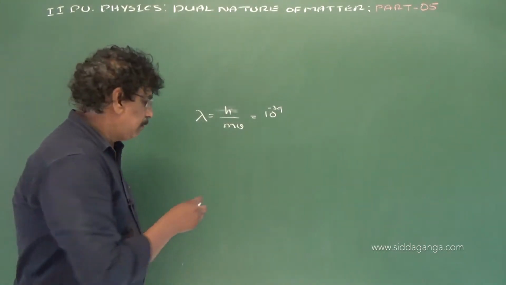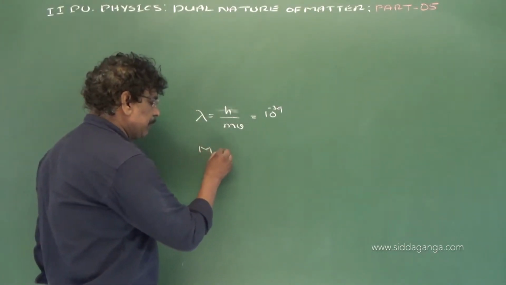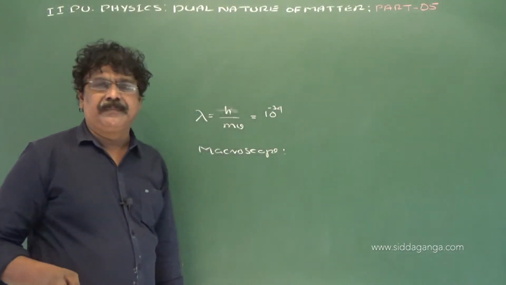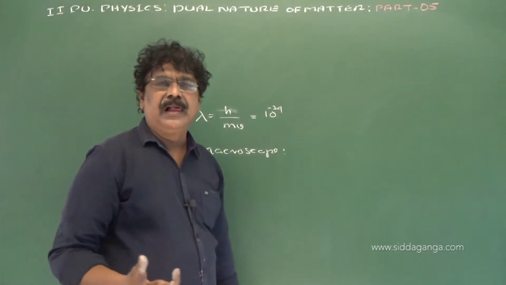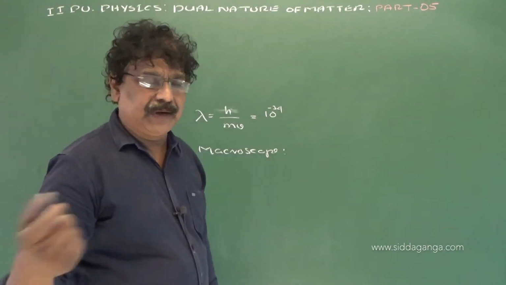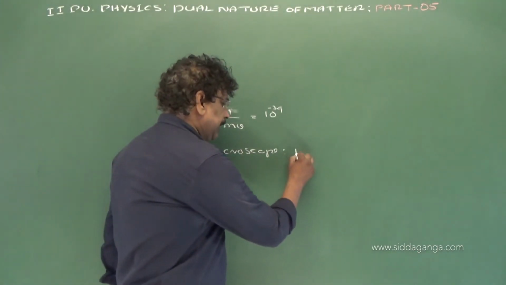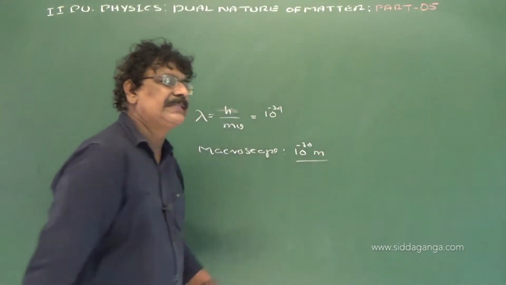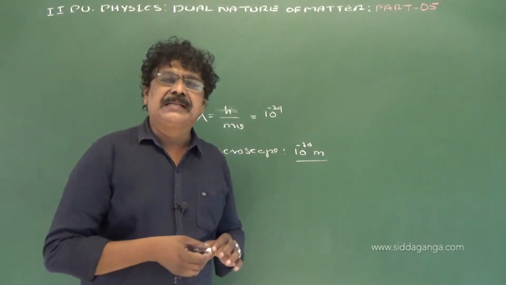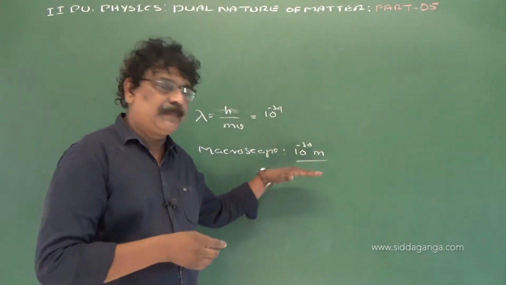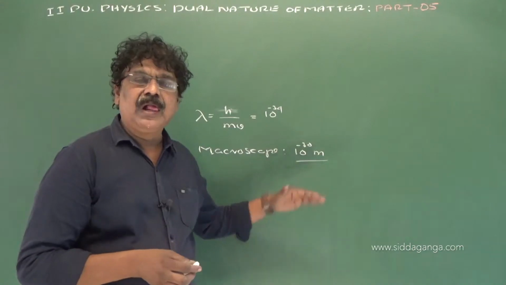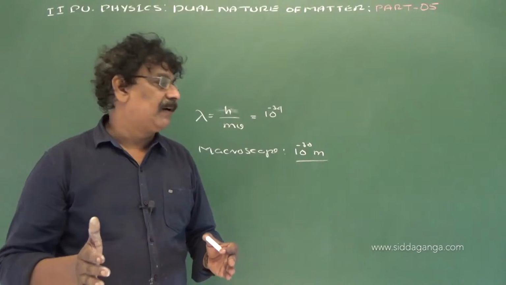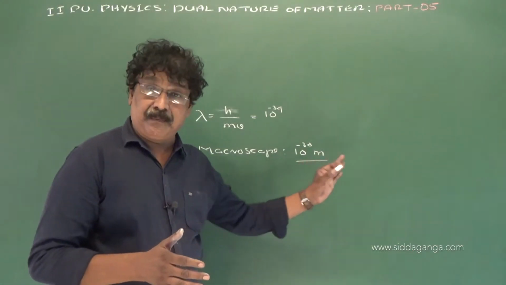Therefore, for macroscopic particles like a cricket ball, a football, a plane, a rocket, a bus or car, the wavelength is of the order of 10 raised to the power of minus 30 meter. It is a very small wavelength. Therefore, we can hardly observe the wave nature of macroscopic particles.